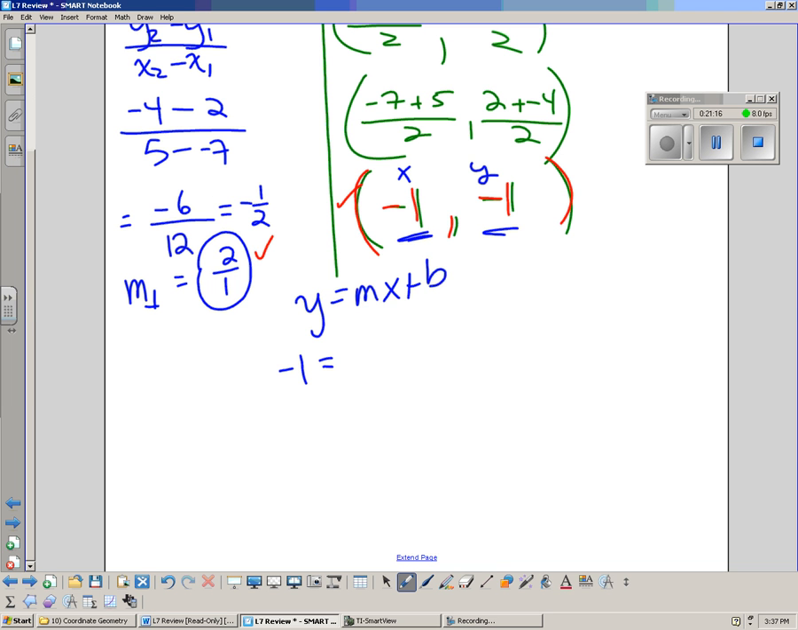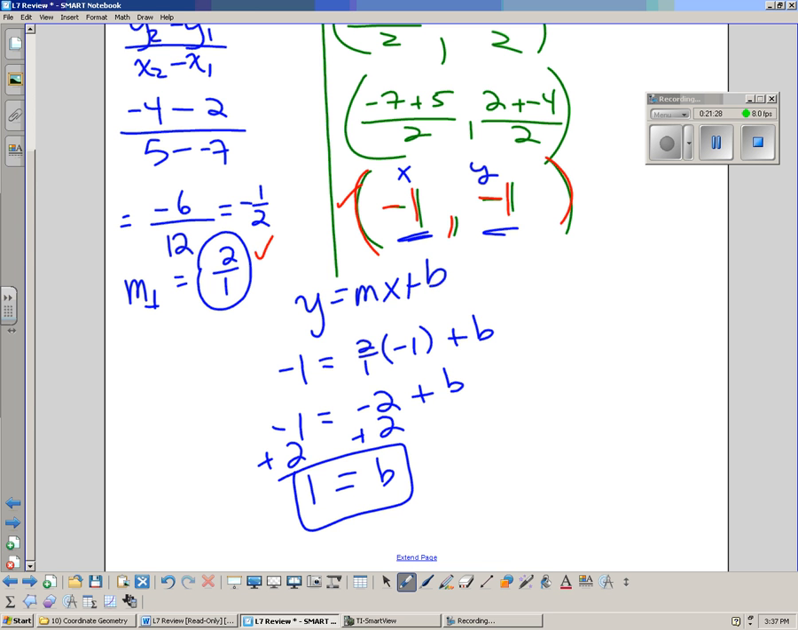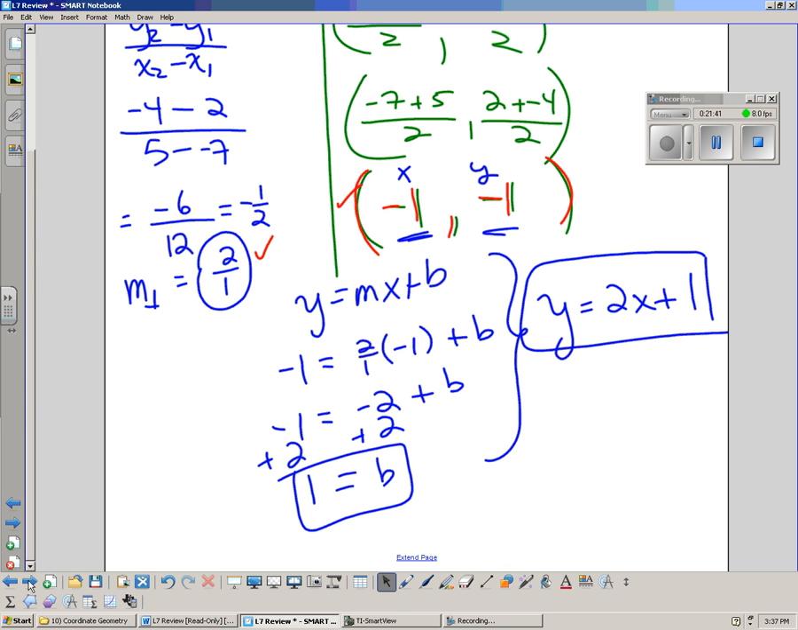y is negative 1 equals 2 over 1 times negative 1 plus b. Negative 1 equals 2 over 1 times negative 1, which is negative 2, plus b. Add 2 to both sides, and b is 1. And so my final answer here is going to be y equals my slope 2 over 1. I'm just going to leave it as a 2, x, plus my y-intercept we just found, which is 1. And there's the answer, y equals 2x plus 1.